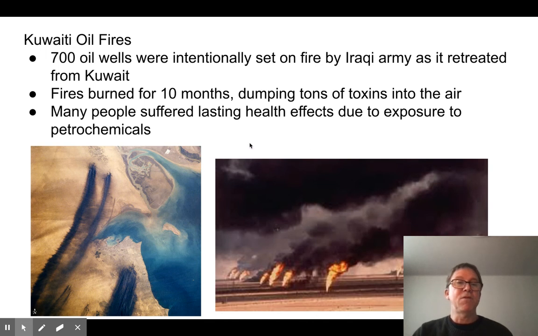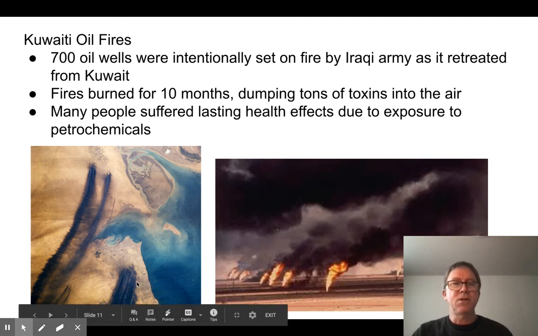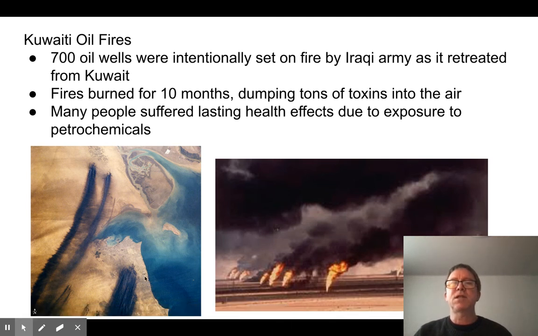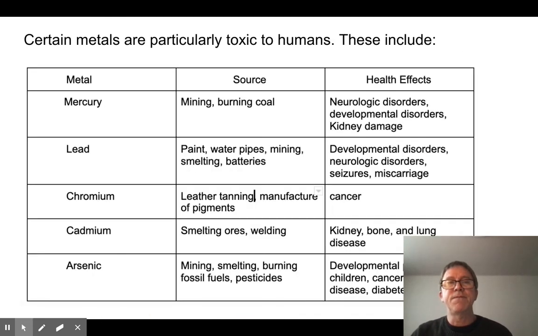I mean, here's a picture from space. You can just see this black smoke. And so, I mean, look at it. It was just disgusting. These things burned for months, and all these toxins got into the air. People in the area, servicemen, locals, were exposed to all these petrochemicals. These petrochemicals are definitely carcinogenic, and when you get exposed to these levels of it, there's all kinds of health effects. So it was a pretty horrible catastrophe. All right, enough about oil for right now. Let's just move on to talk about other things.